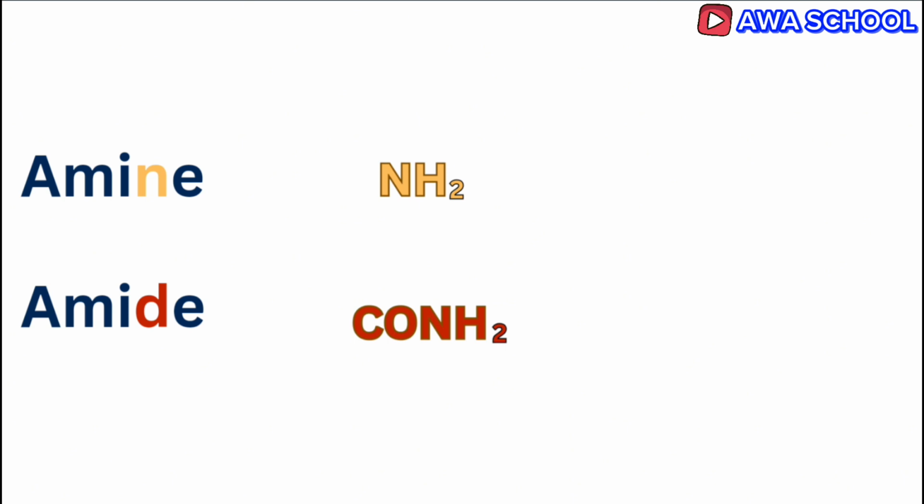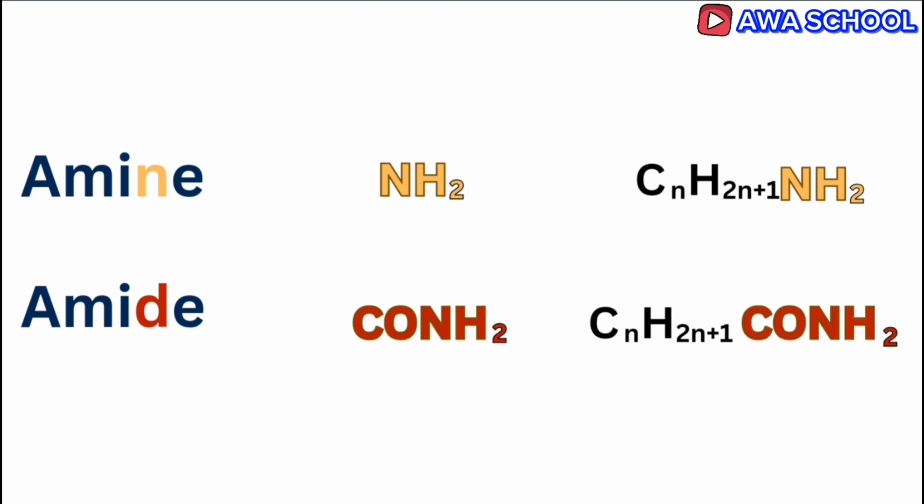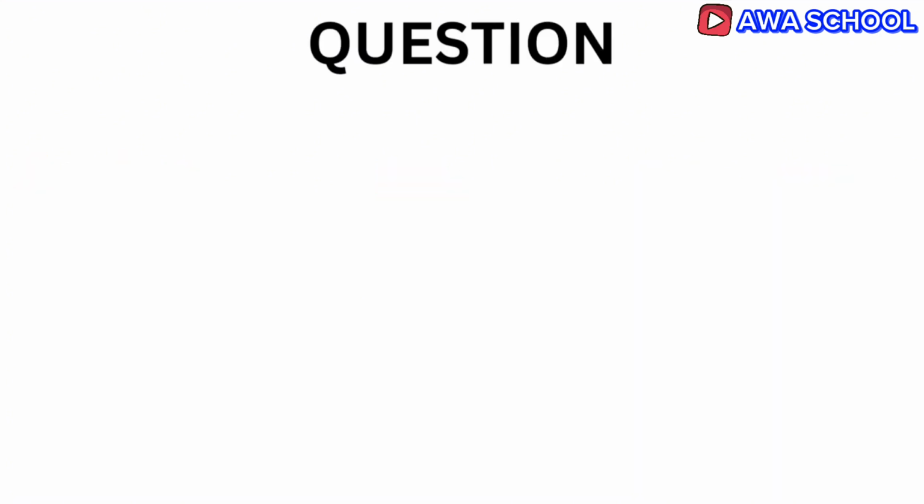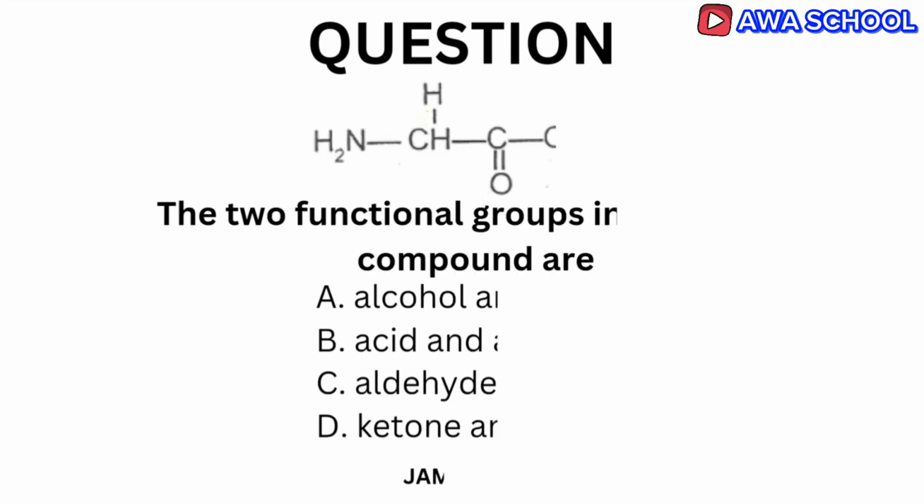All right. Now, how do we know the general formula for all of this? It's very easy. We've said that before, that the alkyl group plus the functional group is equal to the general formula, right? Now, look at it. What's the general formula for the amine? It is CnH2n+1NH2. And then the amide will be what? CnH2n+1CONH2. Exactly.